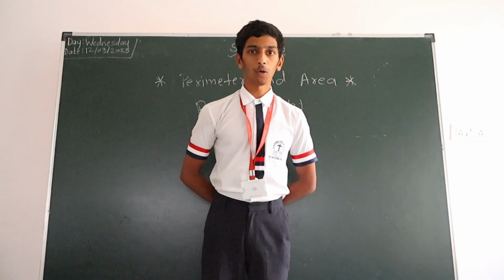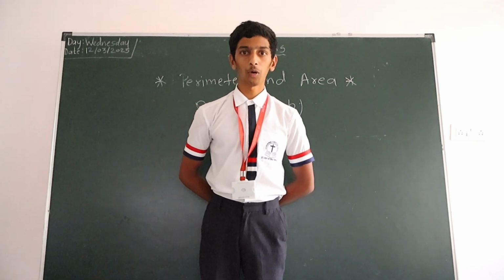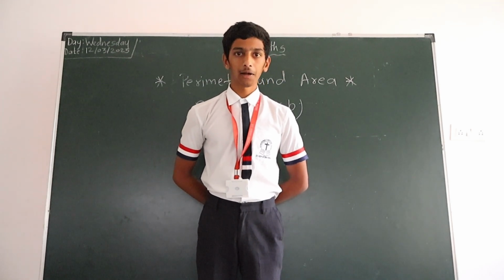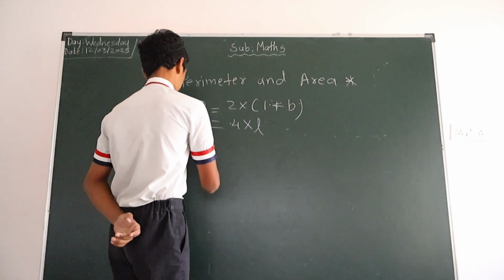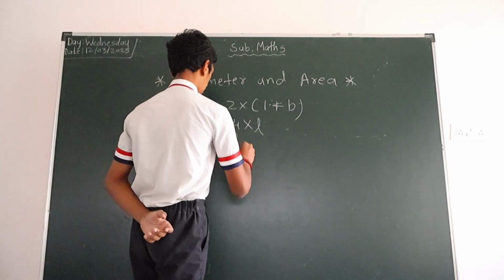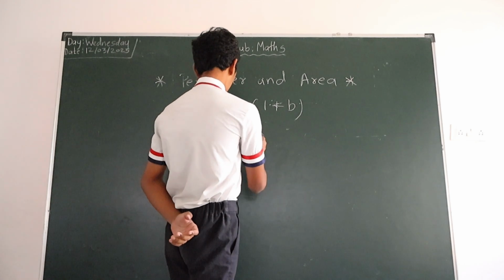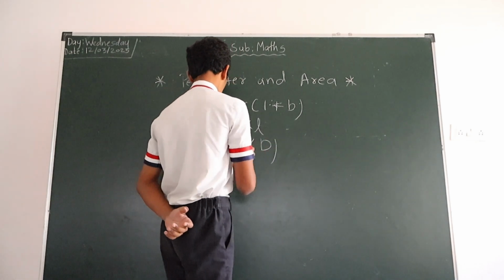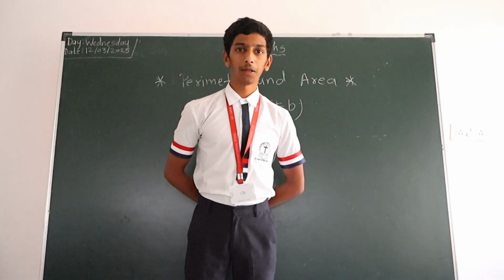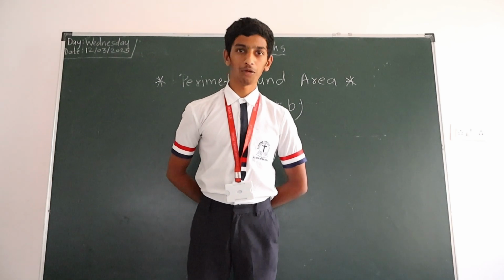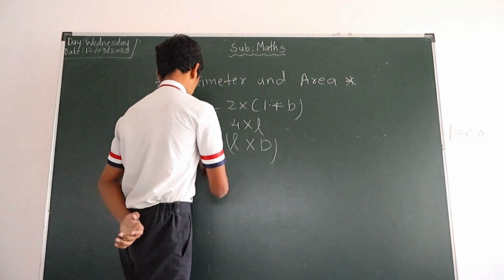Area is the surface or region enclosed within a closed boundary. Area of a rectangle equals length into breadth, equals L into B. Area of a square equals side into side, equals L into L.